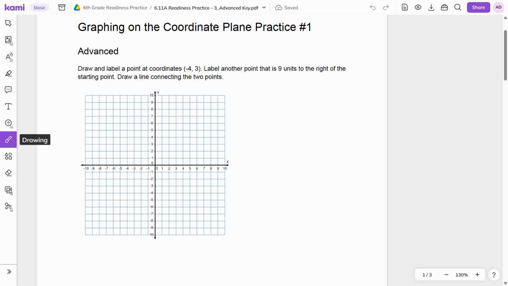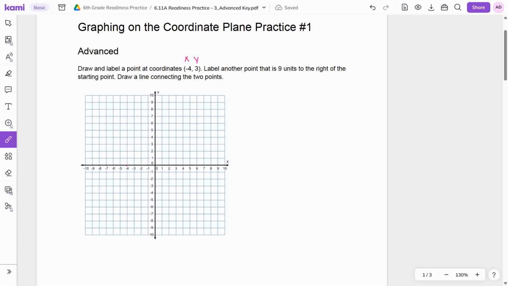So we need to draw and label a point at coordinates (-4, 3). So -4 is our x-coordinate, 3 is our y-coordinate. When we're looking at our x-axis, we're looking horizontally, left to right. So for -4, we're going to start at 0 and count over 4 to the left, and so that's our -4.